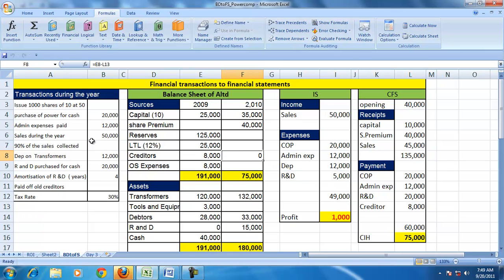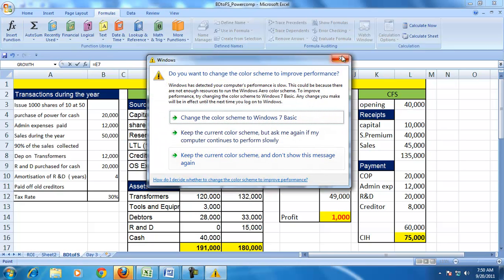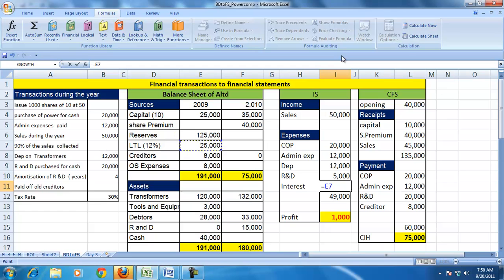No other transaction is given, but there is a loan sitting on the balance sheet, so therefore interest will appear in the income statement as an expense, 0.12. And let us assume that, though it is not mentioned, the entire interest is paid during the period.